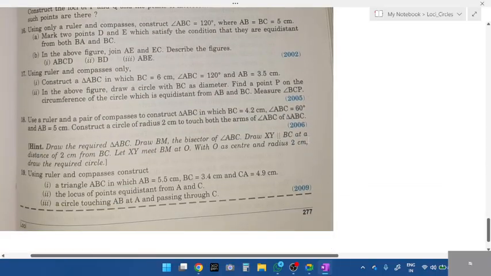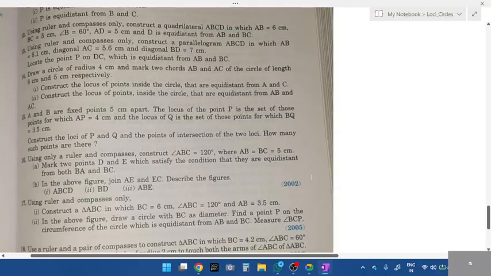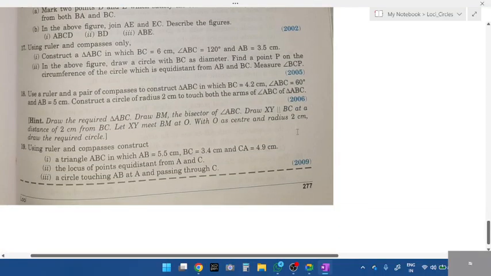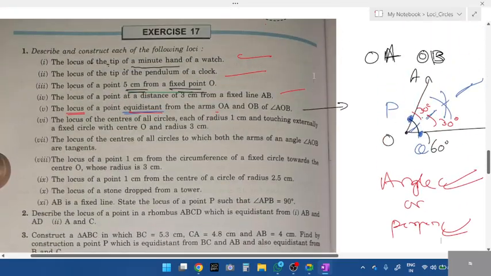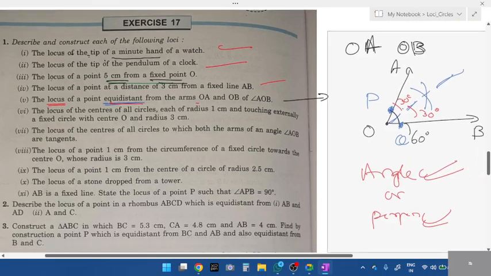Locus is very rare. See, 2009, I think 2014 or 15 was the last. Locus, you don't get much question. Even in this textbook, whatever they've given, in 2009 we had a locus question. Okay. We'll solve one or two questions now.